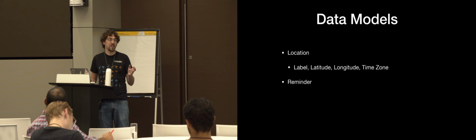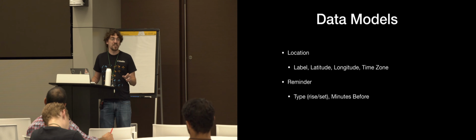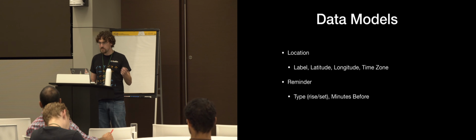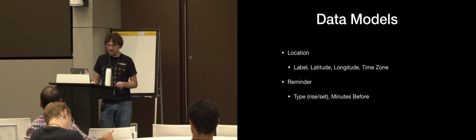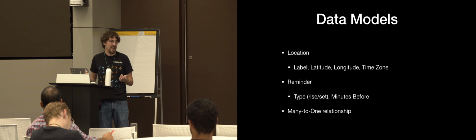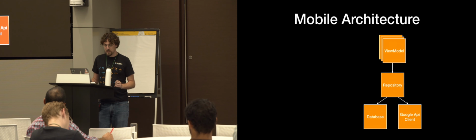And then there's a reminder model that says, I want to set a notification for a given location that has a type, so it might be a rise or a set, and it has a sub-specification for minutes before. So I might want it 5 minutes before, I might want it half an hour before, depending on what my preferences are. And there's a many-to-one relationship there, because I might want to have multiple reminders for a given location. And we can take a quick look at the overall architecture of the mobile side of this.